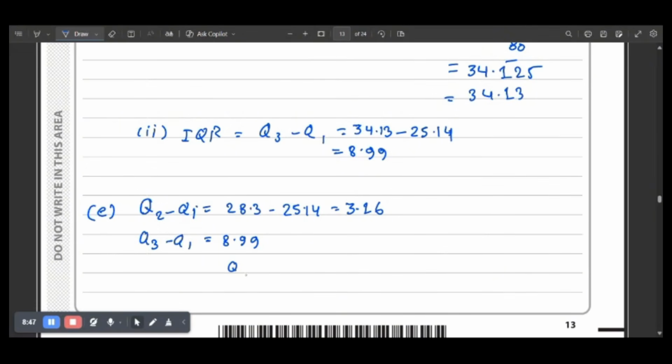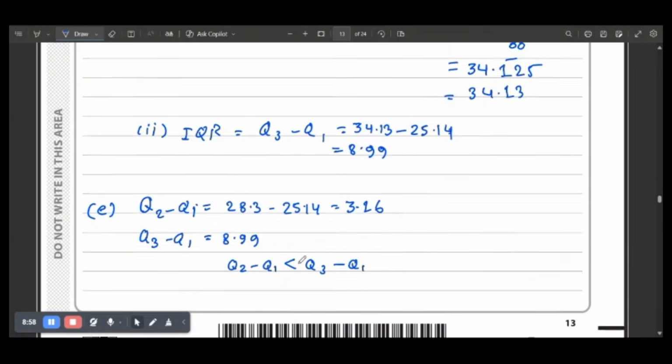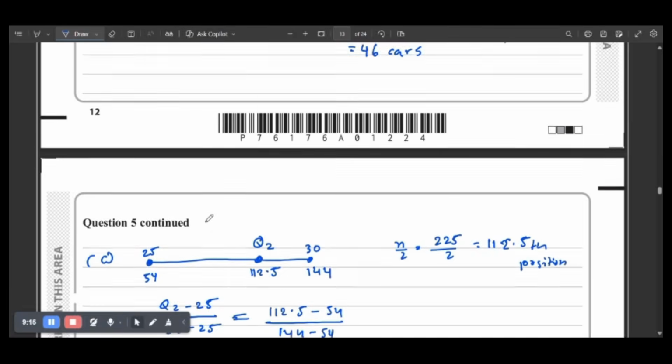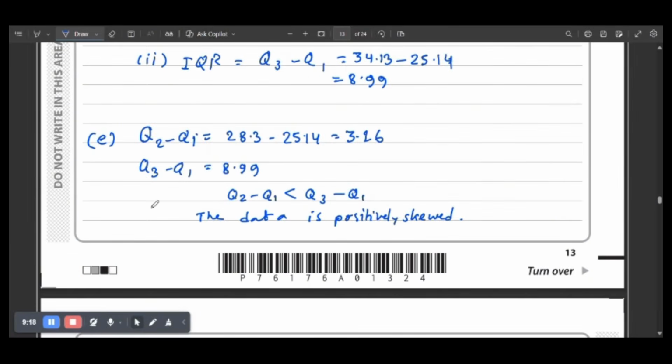We can say that quarter 2 minus quarter 1 is less than quarter 3, or upper quartile, minus lower quartile. Thus we can say the data is positively skewed. This is our answer to part E.